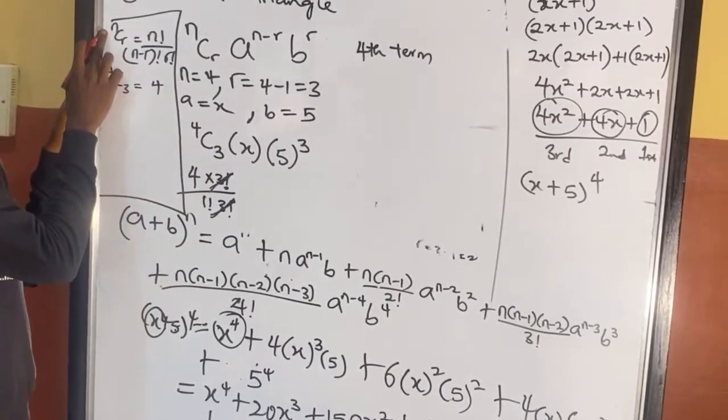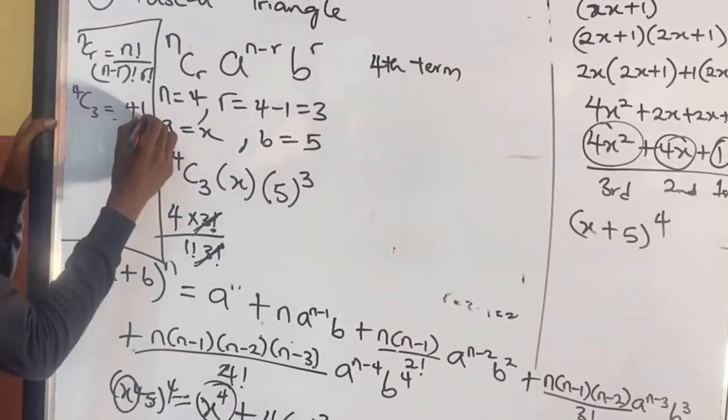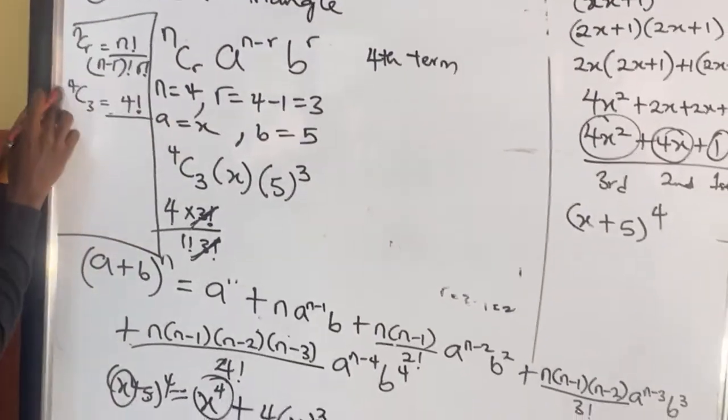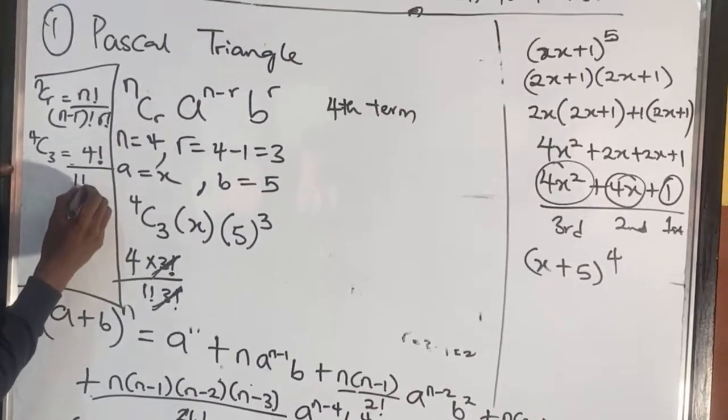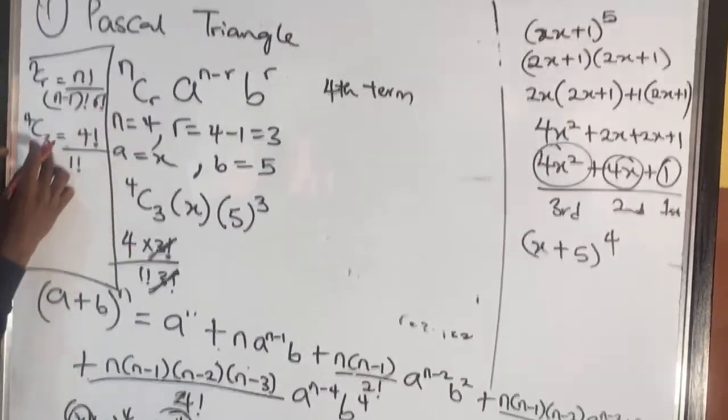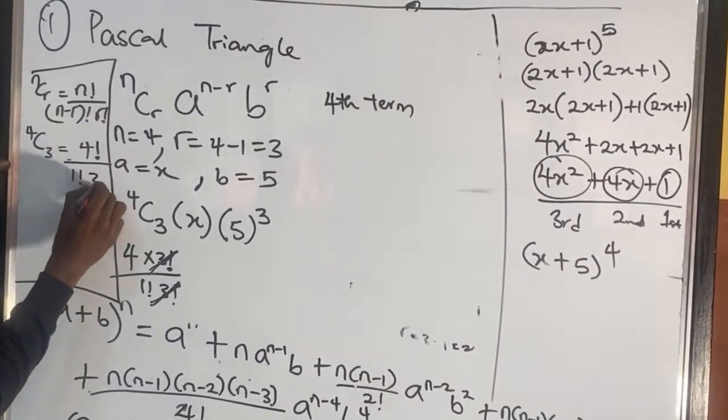That's what is on top. 4 factorial, don't forget factorial, over N minus R. 4 minus 3 is what? 1 factorial. Then R factorial. What's our R? 3. 3 factorial.